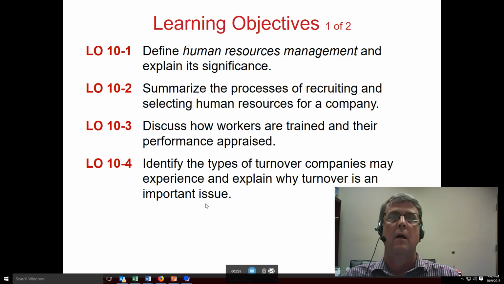There we go. Okay, some of the objectives, these are things you should make sure you know. So these are things that could possibly show up on exams and things that we view as being important that you need to know. One, define human resource management and explain its significance. Two, summarize the processes of recruiting and selecting human resources for a company. Three, discuss how workers are trained and their performance appraised. Number four, identify the types of turnover companies may experience and explain why turnover is an important issue.